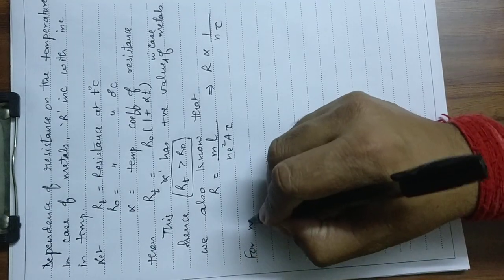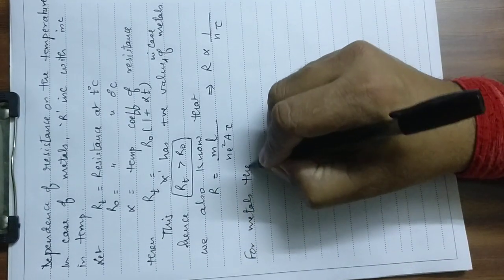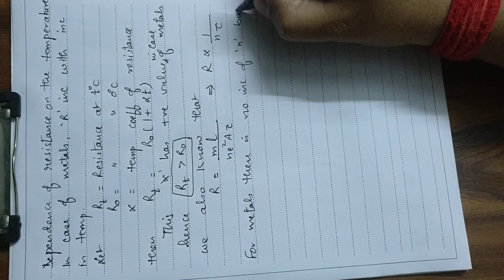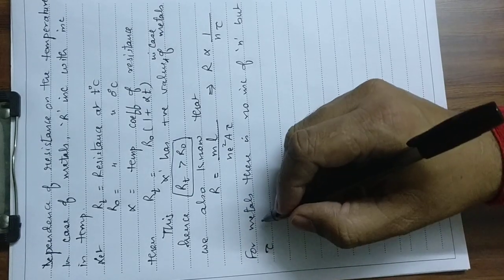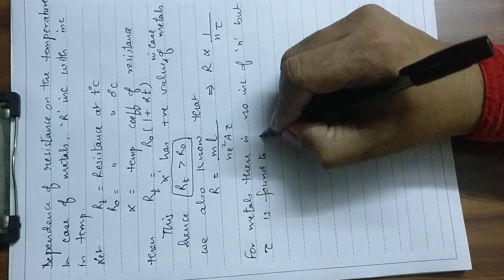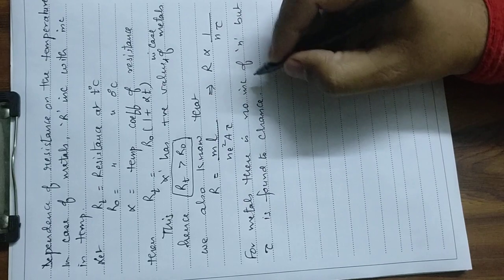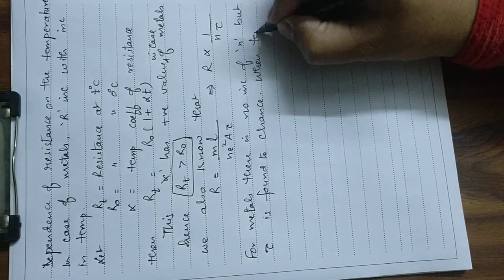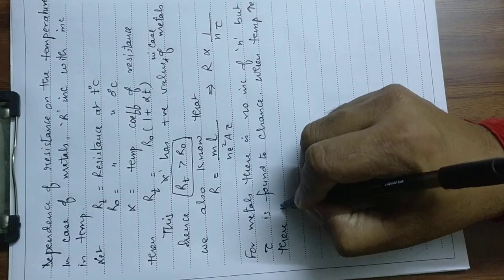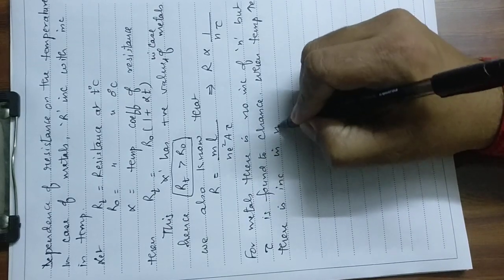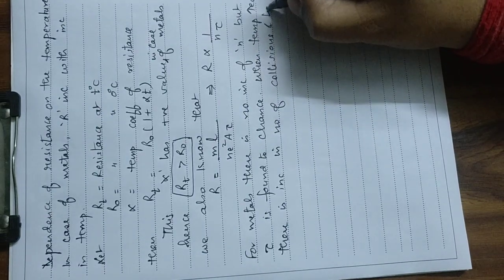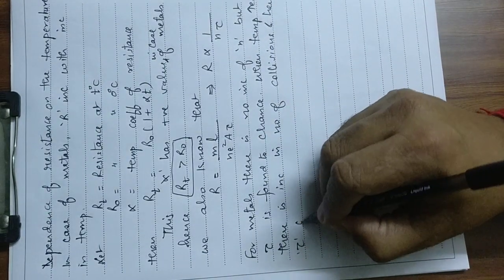For metals, there is no increase of n, but tau is found to change. When temperature is increased, there is increase in number of collisions and hence tau changes.